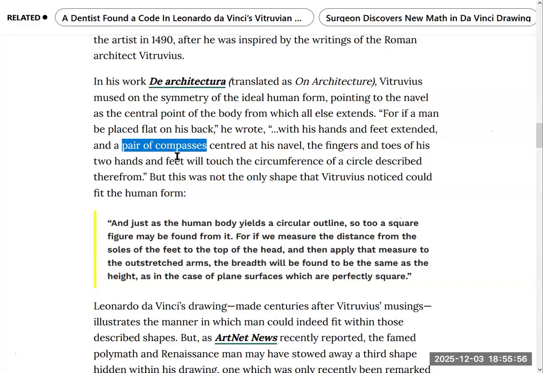When it's a pair, in that sense, it's sort of two legs together, I should say. You could say that's a pair of compasses placed, and the point, I guess, placed at his navel. The fingers and toes of his two hands and feet will touch the.